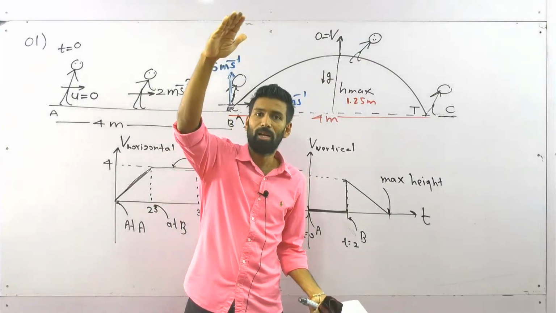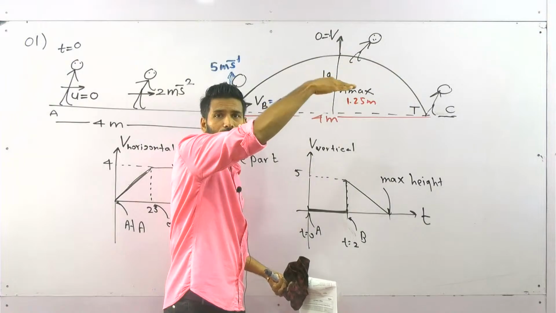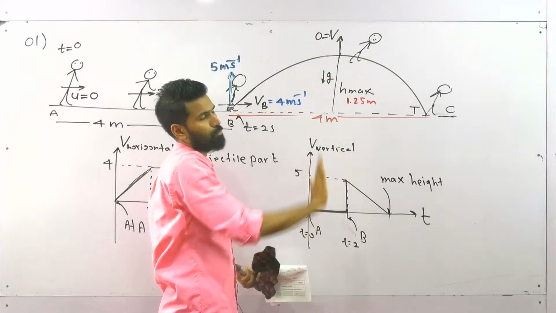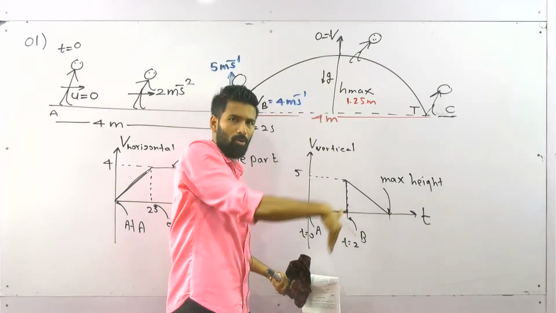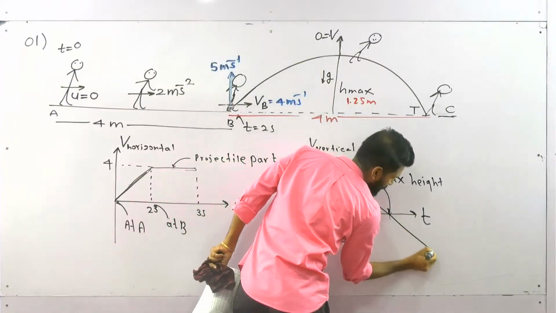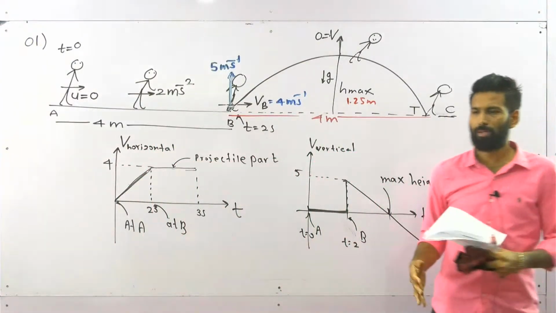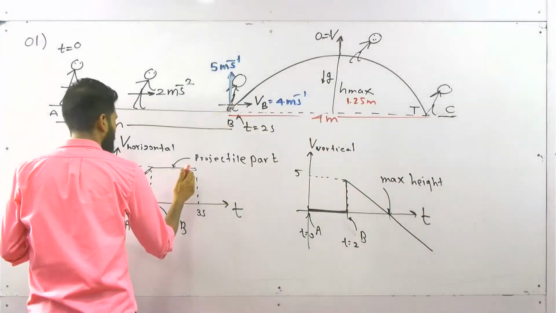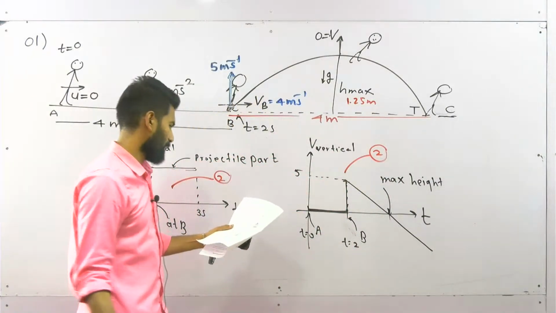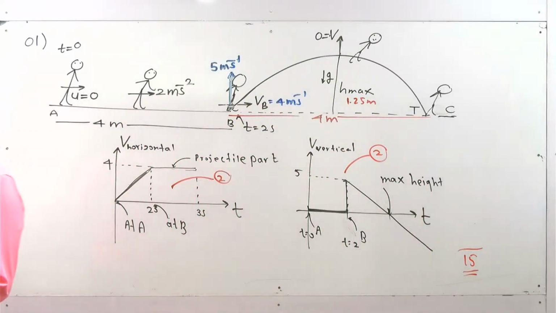After the maximum height, she comes toward the ground again, and the vertical velocity component develops in the opposite direction. So moving up, velocity is plus. After the max height, when she is moving down, velocity is minus, and it is increasing due to gravity. So this is the graph. Okay, I gave 2 marks for this part and 2 marks for this part. Altogether you will have 15 marks there.